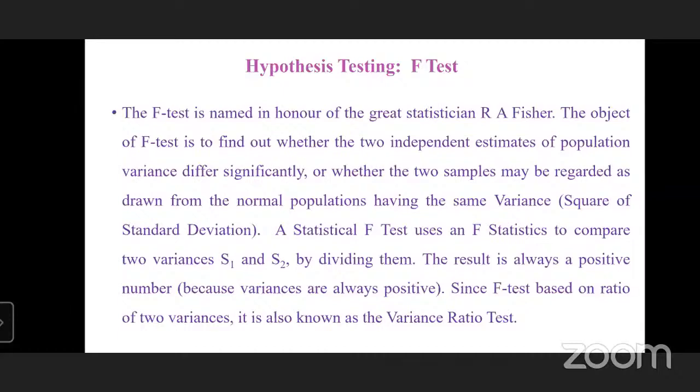Since F test is based on the ratio of two variances. म्हणजे एफ टेस्ट मध्ये आपण काय करता, दोन व्हरायन्सचा रेशिओ करता. एक व्हरायन्स वर लिहिता, एक व्हरायन्स खाली लिहिता. Means we are taking just the ratio in between the two variances, means the ratio of the larger variance with the smaller variance. It is known as the variance ratio test. यालाच व्हरायन्स रेशिओ टेस्ट देखील असं म्हणतात.